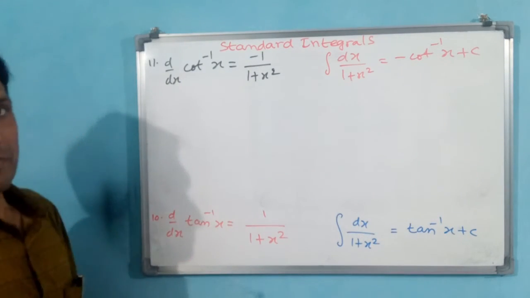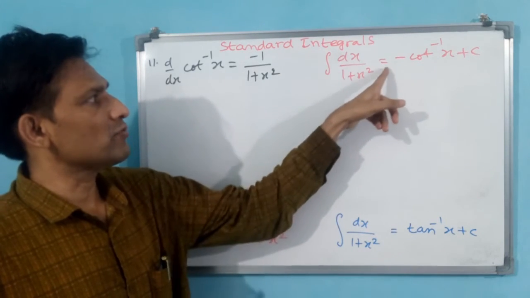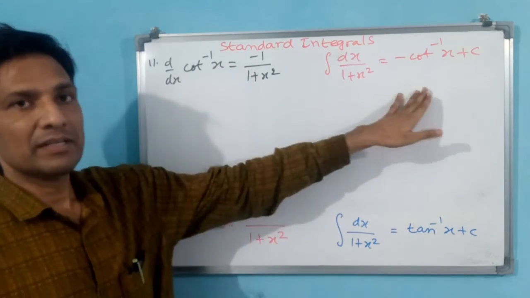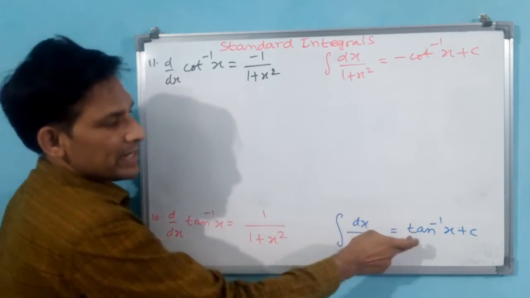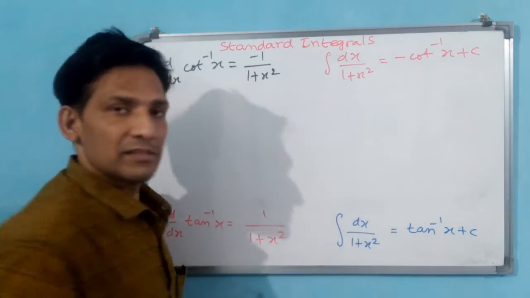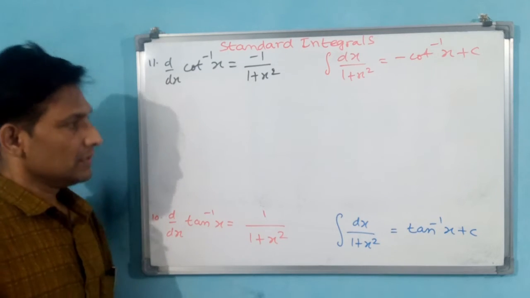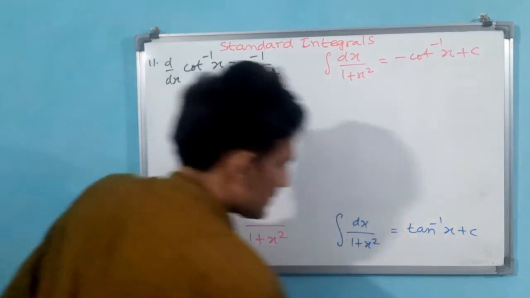Is it okay? Why? Because you can multiply with minus. Minus 1 by 1 plus x square is equal to minus cot inverse x. You see here, both are the same. You can write tan inverse x or minus cot inverse x, whichever way you want. That practice also you have to do. Okay, now I am going to remove this.